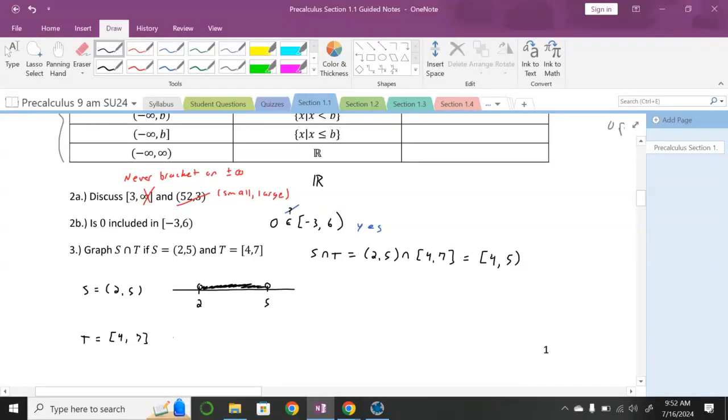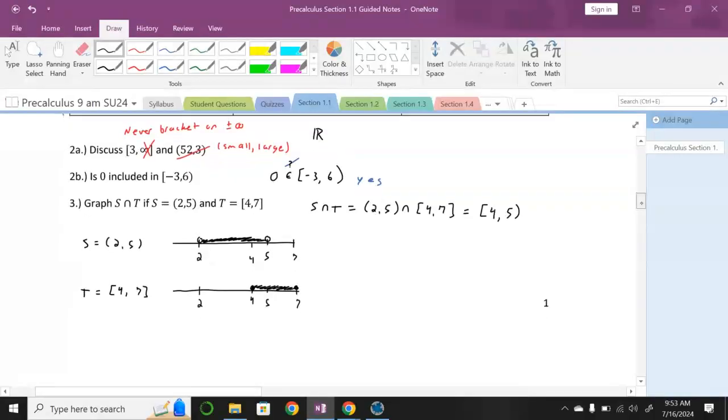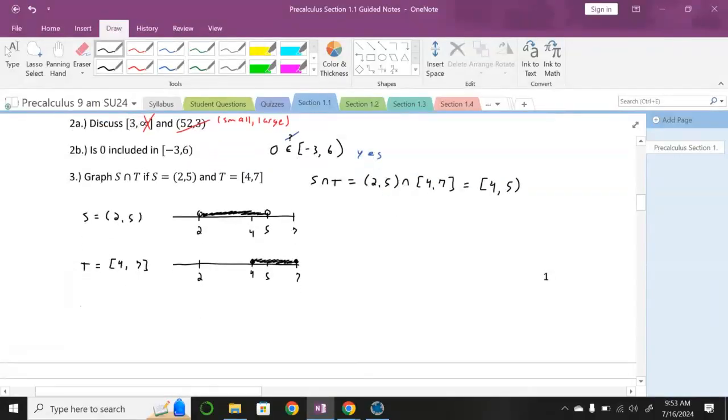Since we're trying to compare these, let's put 2 here. Let's put 4 where it should be. Let's put the 5. And let's put the 7. Well, what is this one actually? This is closed point at 4, closed point at 7, and we want everything in between. Any questions on that? Right now the 2 and 5 are just extra, but that's for us to be able to visualize and see what's going on. So with the intersection, that's what we want here.